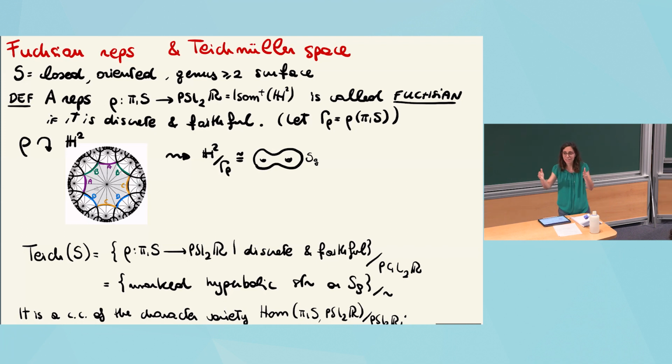Okay, there are many other identifications you can have, but there is this nice subset of representations in the character variety that has some nice associated geometric structures. And this is a connected component in the character variety.